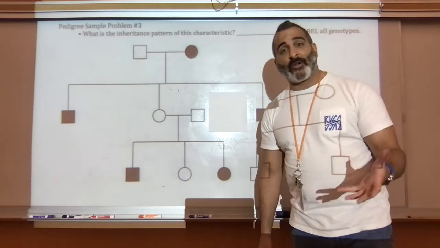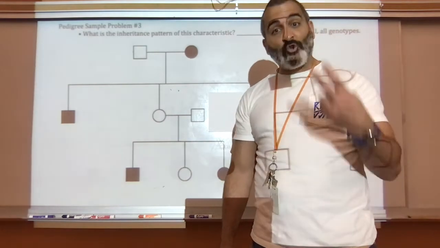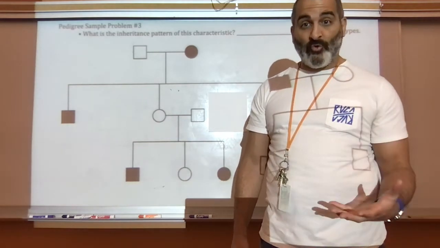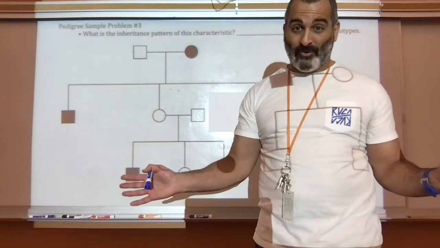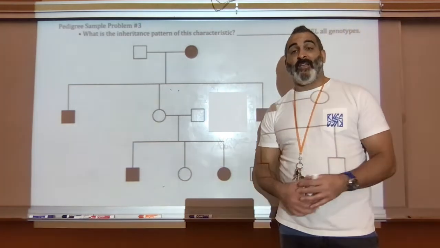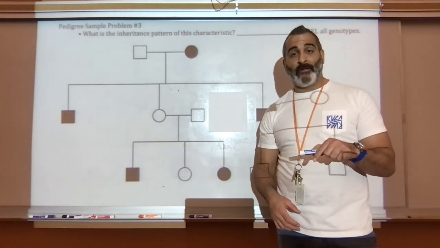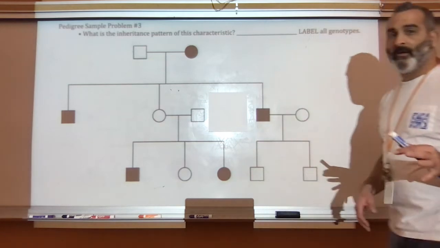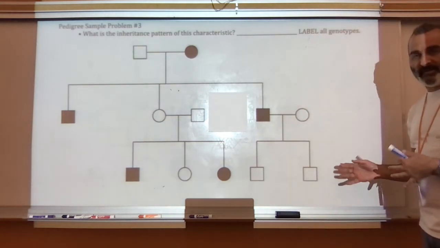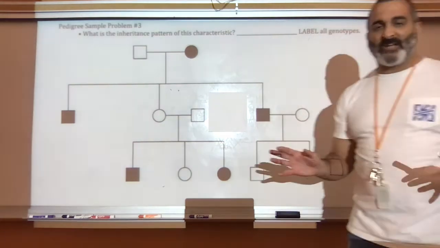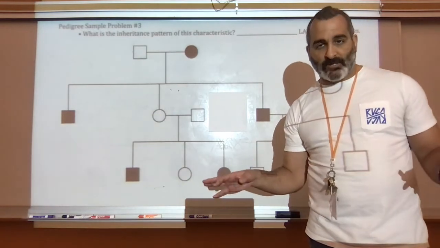Okay, so now we got to go to autosomal. We got to check number 2 next. The rule for number 2 is the following. There's only one rule for number 2. The rule for number 2 is if mom and dad both have it, all of their kids must have it. We don't have that on here. It doesn't apply. But just because it doesn't apply does not mean it's not true.